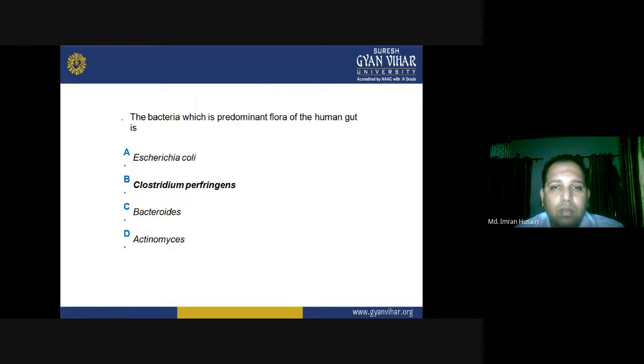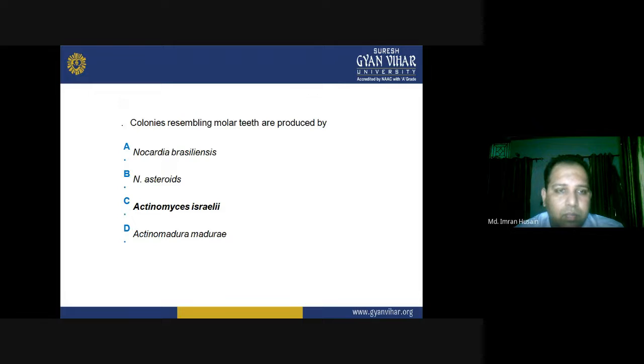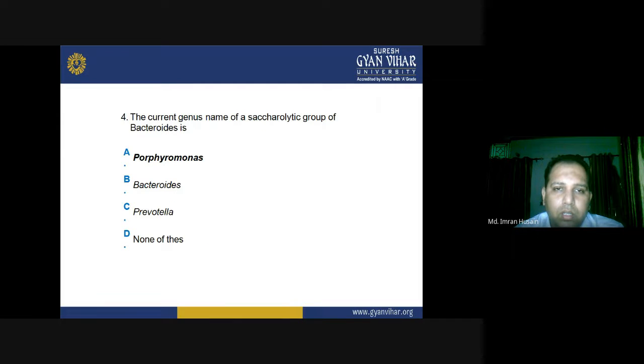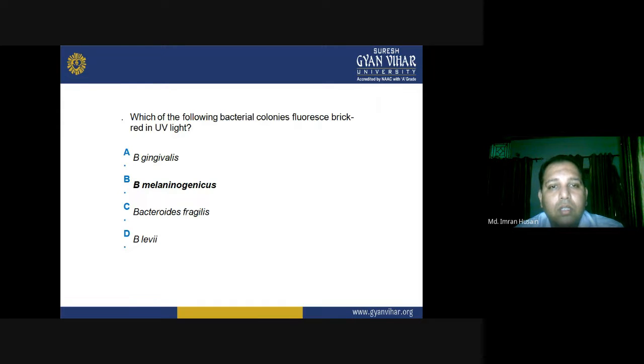The bacteria which perform as a predominant flora of the human gut: Clostridium perfringens or E. coli. Colonies resembling molar teeth are produced by Actinomyces israelii. Current genus name of saccharolytic group of Bacteroides is Porphyromonas. Which of the following bacterial colonies fluoresce brick red in UV light?